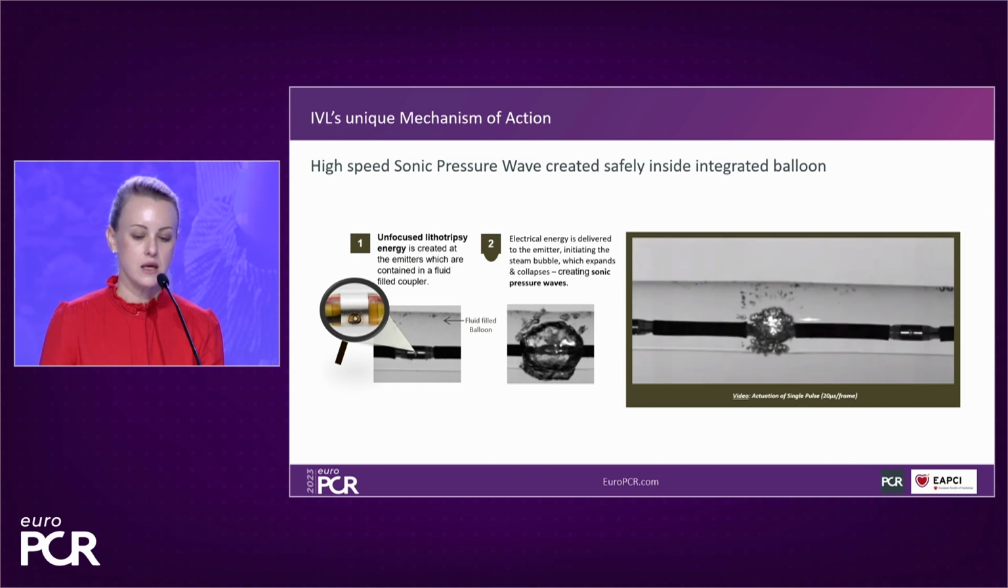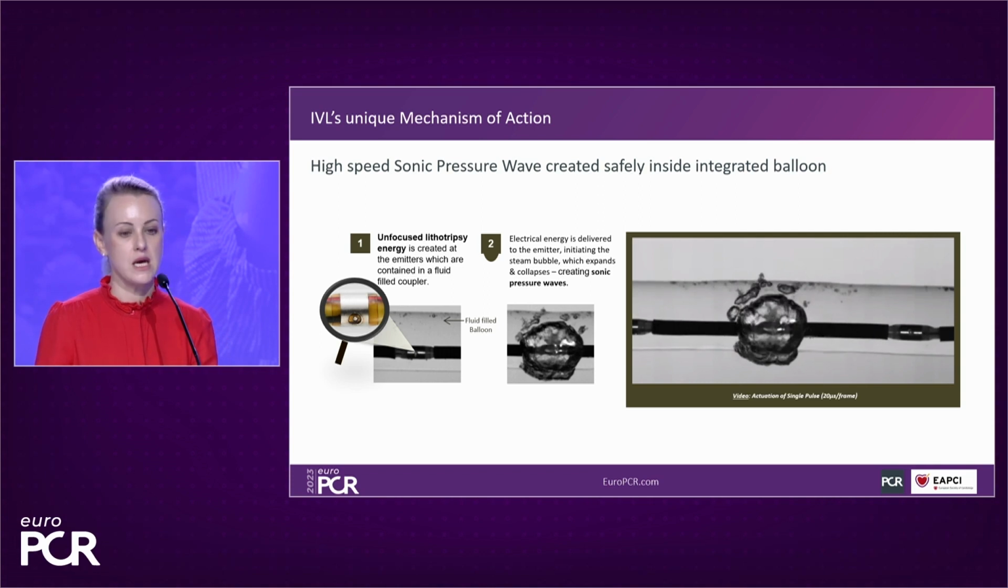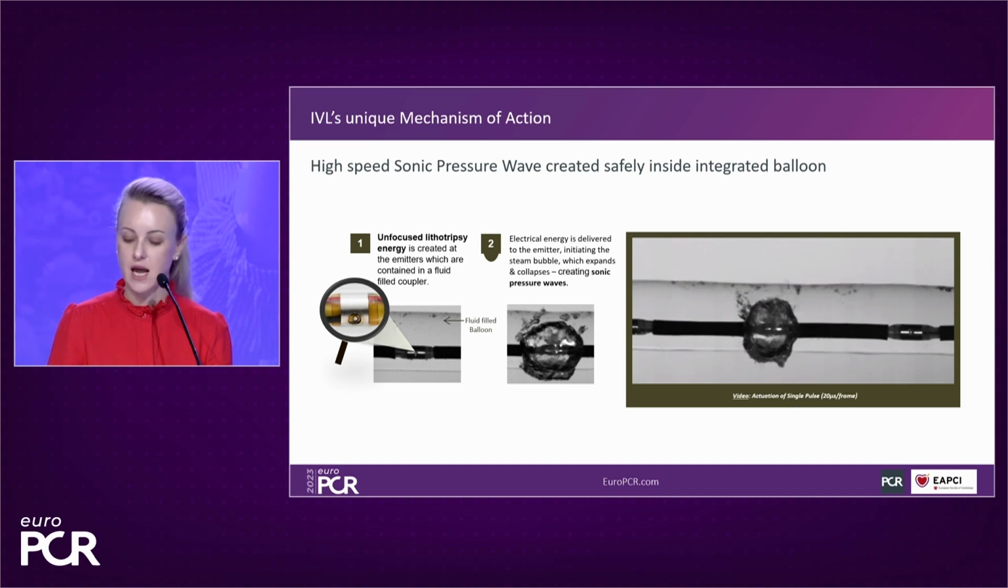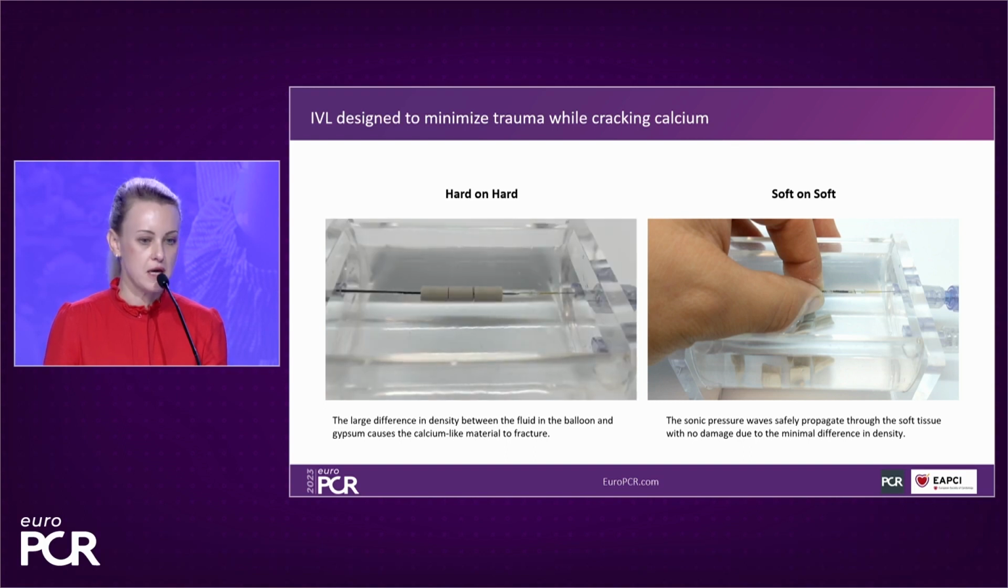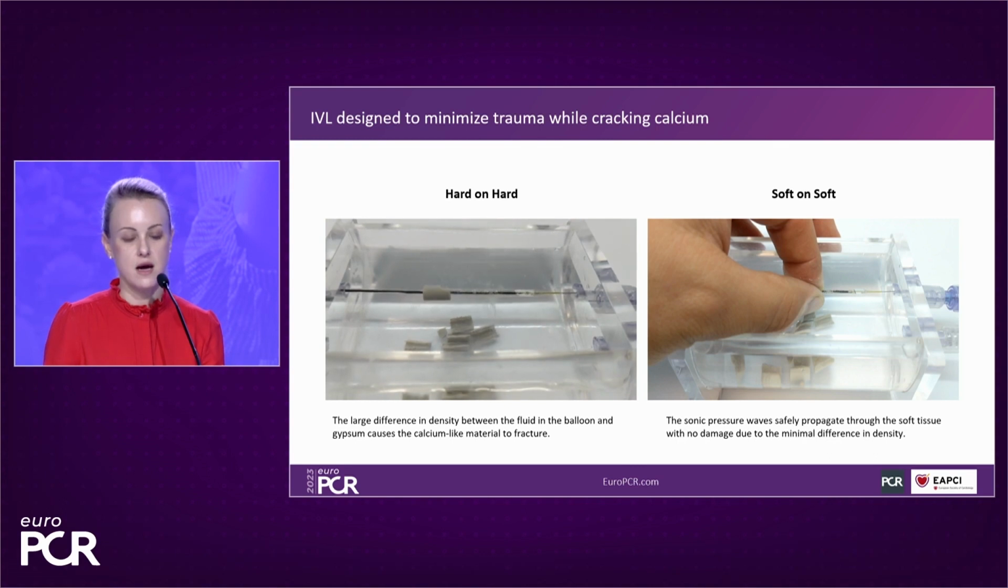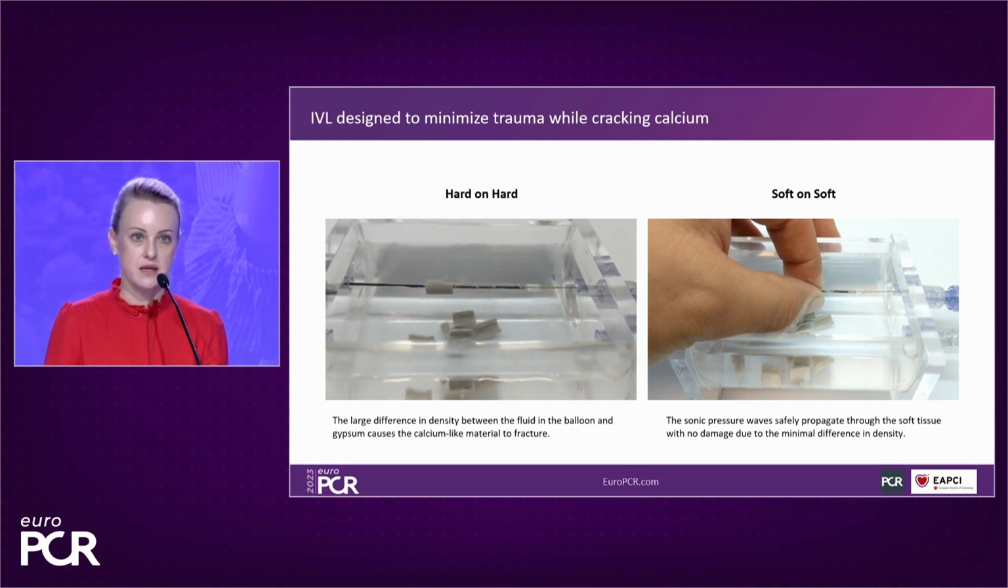So the emitter in the fluid-filled balloon generates an electric spark that causes a vapor bubble to expand and then collapse, which produces the shockwave. Because the acoustic impedance of soft tissue is similar to that of water, it doesn't have any effect on soft tissue, but when it encounters a tissue with different impedance, such as calcium, there's a rapid dissipation of energy and it causes fractures.